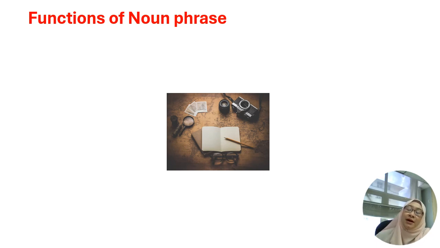But now we're going to move on to the second part of a phrase, which is we also have to know how a phrase functions in a sentence. What is the role of the noun phrase and how it functions, or basically how it contributes to the overall meaning of the sentence. For a noun phrase, there are 5 distinctive functions that it plays in a sentence.